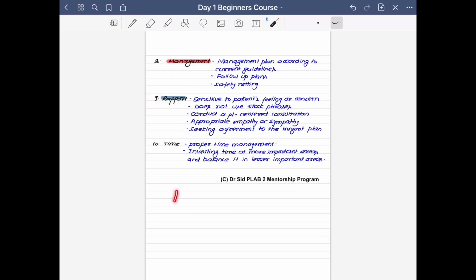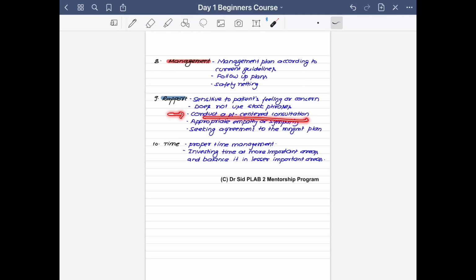The ninth skill is rapport. What is exactly the rapport? Rapport means you are making a good connection with the patient with each other. Okay, that means you are sensitive to the patient's feeling or concern. You are not using the stock phrases. Saying every time "I am sorry to hear that" is the use of stock phrase. Do not use that. Okay, use it only in appropriate places.